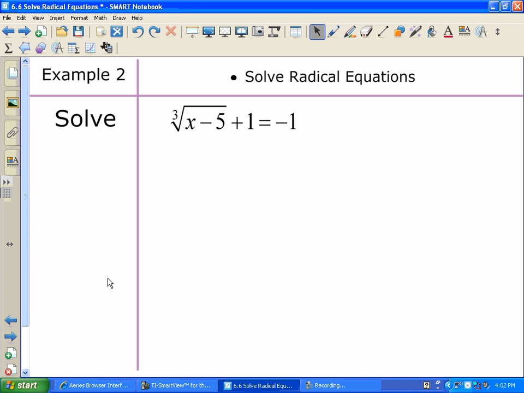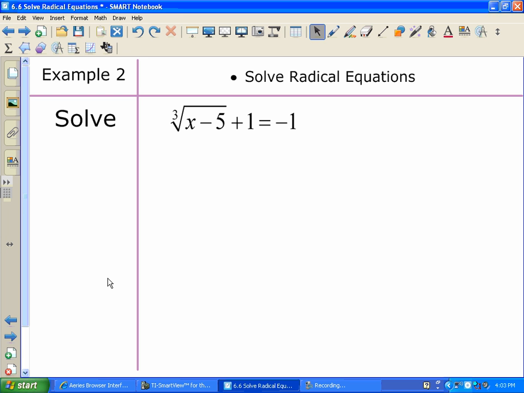Sorry, I had to pause the video there. Next problem. Cube root of x minus 5 plus 1 is equal to negative 1. I'll give you guys a second to copy that down. You're going to see that this one actually follows the same format as the previous one. Again, that's a cube root of x minus 5 plus 1 equal to negative 1.